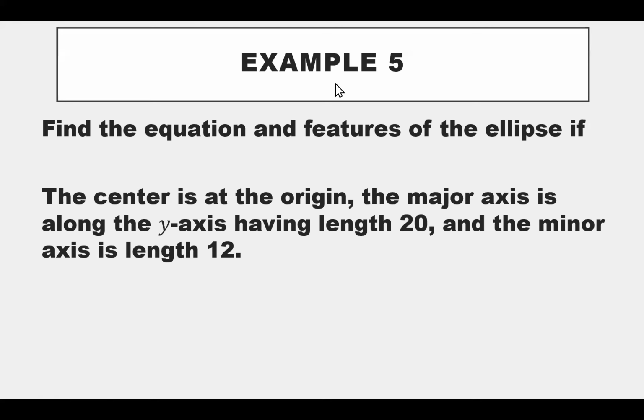Example 5 asks a different type of question. It says find the equation and the features of the ellipse if we know a couple of properties of that ellipse. Specifically, it says the center is at the origin. The major axis is along the y-axis having length 20, and the minor axis is length 12. Go ahead and push pause on this video if you want to try this on your own. In a couple of seconds, I will show you how it's done.